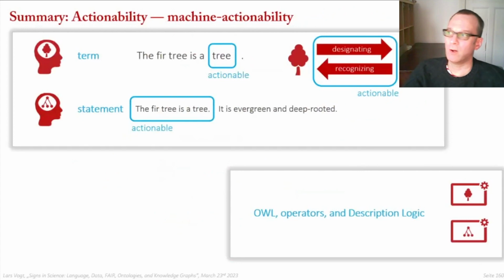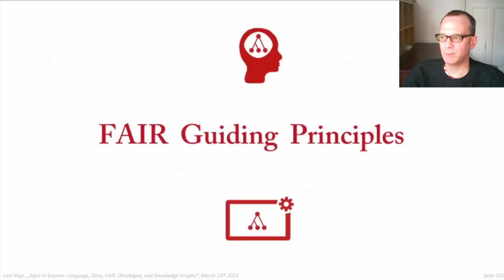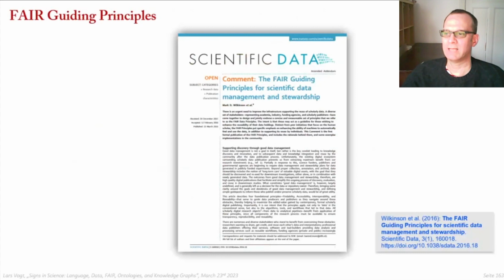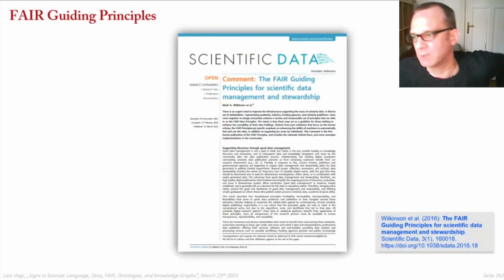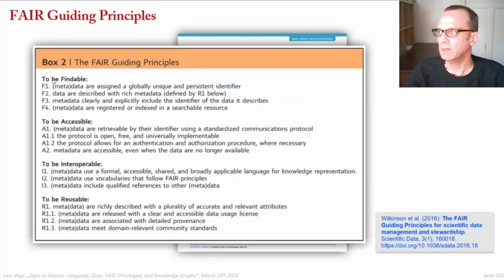Okay, so we know now what's required for the actionability. We need OWL operators and description logic. Now, what does that have to do with the FAIR guiding principles, and what is that? Well, it was published in 2016, and it's not a standard. It's a set of principles with a goal to guide future developments in the field of data management. And you see here we have these 4 principles: findable, accessible, interoperable, and reusable.